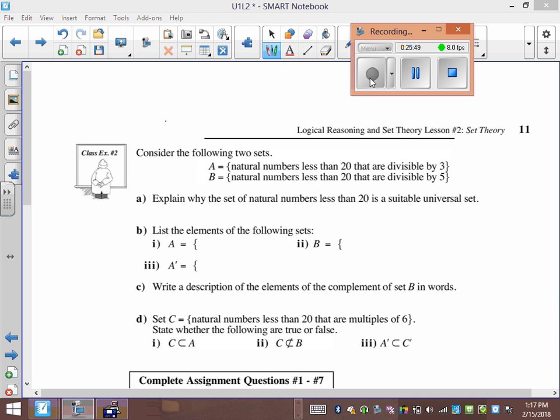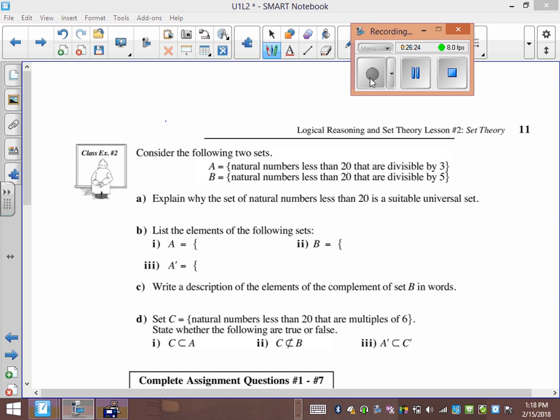All right. So this next one is a totally different question, right? It's not based on anything that we looked at before, the single digit, all that stuff's gone. Whole new question, okay? This one has natural numbers less than 20 that are divisible by 3, and natural numbers less than 20 that are divisible by 5. What does divisible mean? You can divide evenly, and you don't get what when you divide? Yes, the decimal. Explain why the set of natural numbers less than 20 is a suitable universal set.